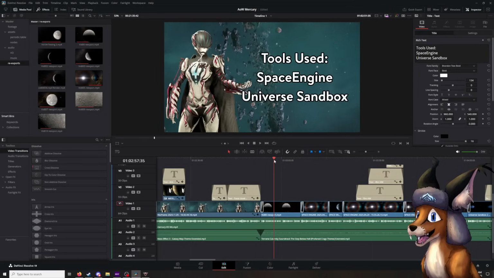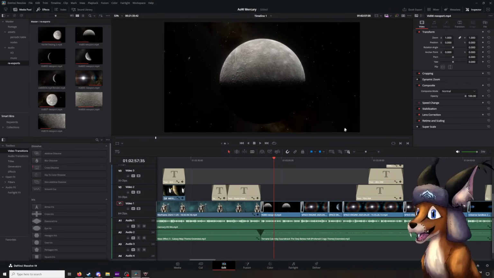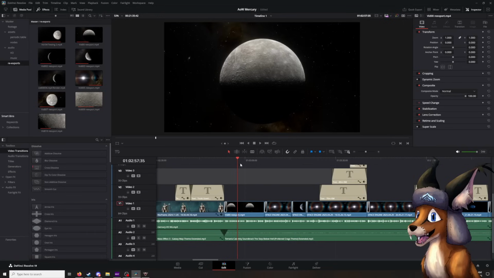So the other thing I want to mention is this footage from Space Engine. It uses the built-in tool for making camera paths in Space Engine and exporting them as videos. When I was working on this video, I had this problem where whenever I was over a piece of footage from the camera path editor, it wouldn't work correctly.